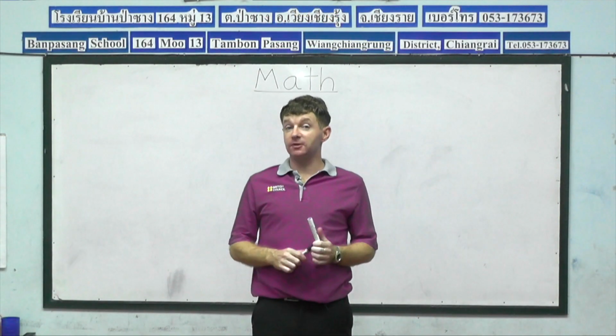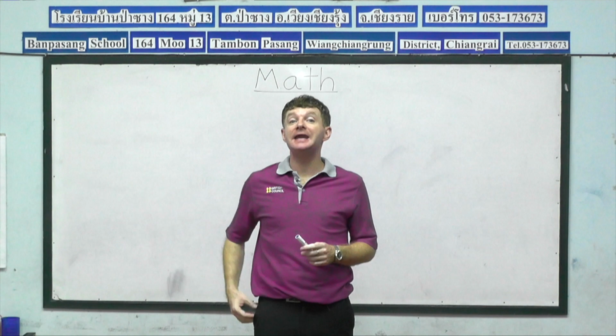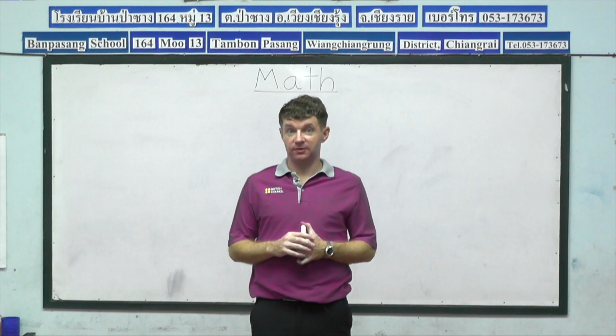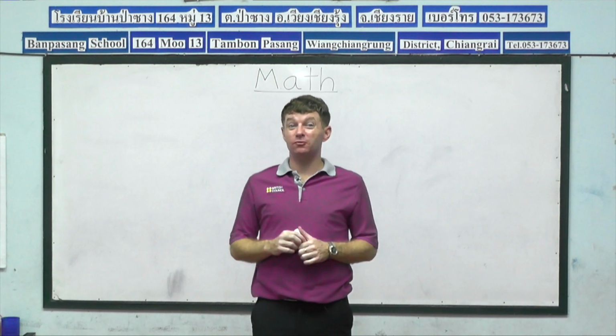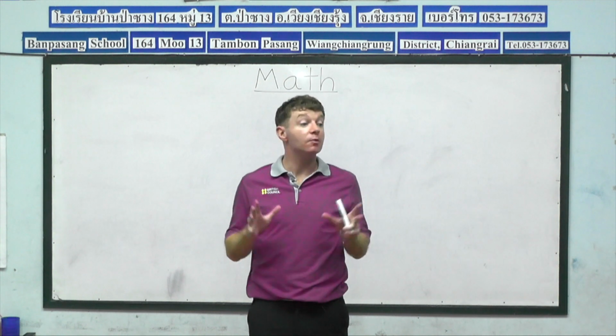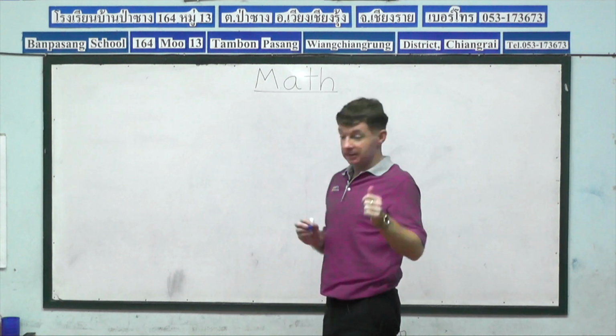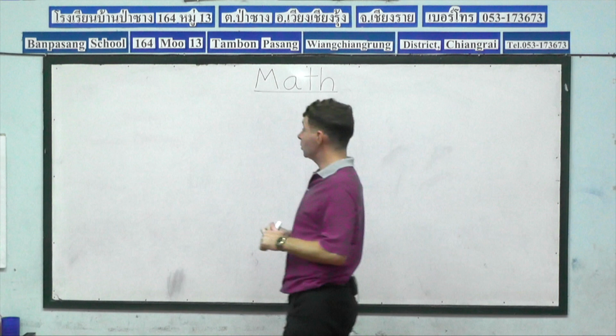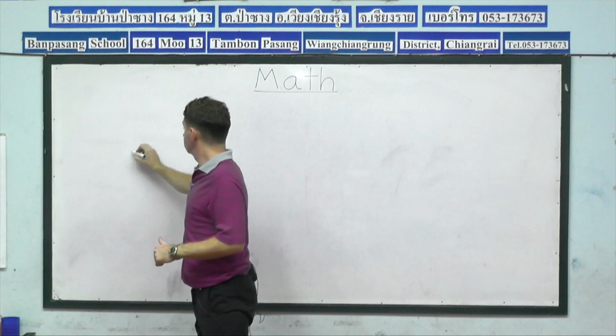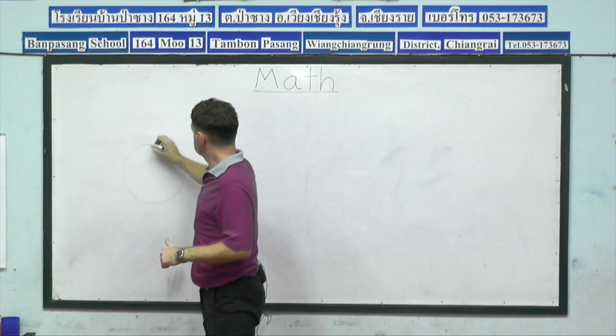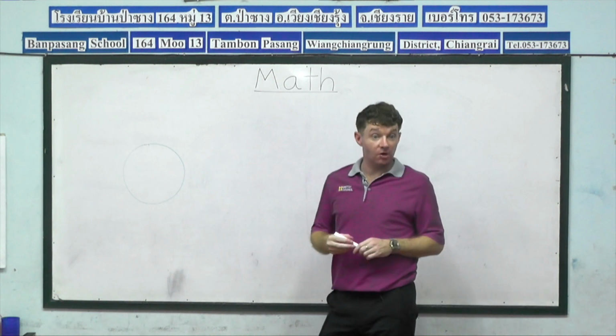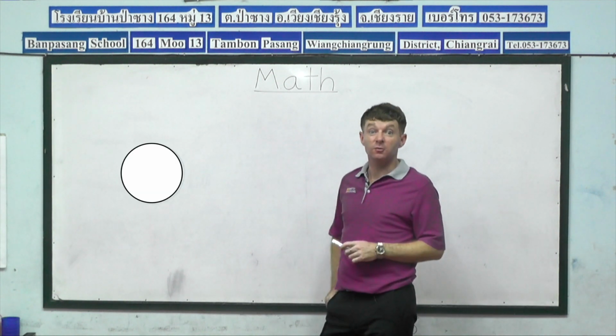Okay, so recently in math class, we've been learning about 2D shapes. And today we're going to learn about something slightly different, but still using the shapes. So first of all, guys, who can tell me what shape this is? Circle. It's a circle. Well done.